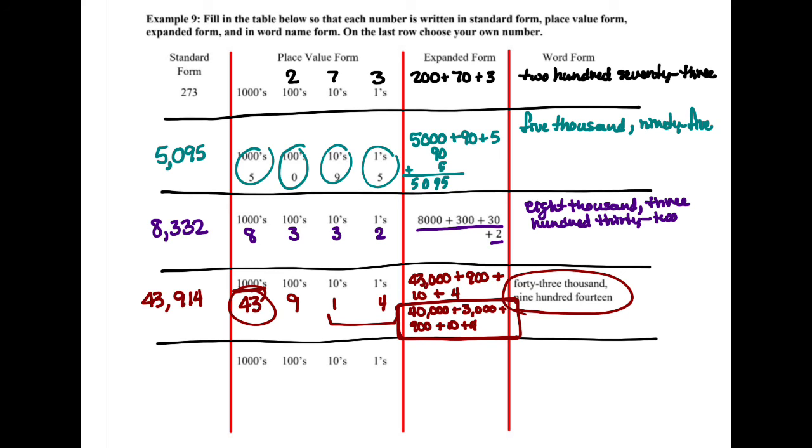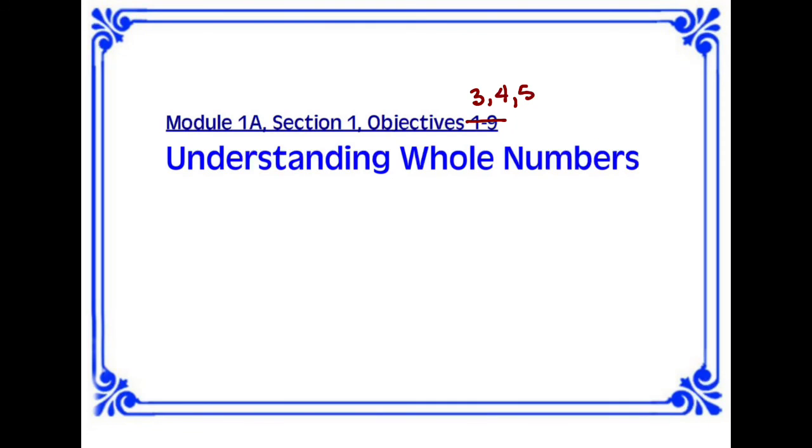Okay, now you see we have one row left. That's because on the last row, choose your own number. Okay, so just play around with something. I would suggest throwing a 0 in someplace because that's what tends to mess people up. And see what you can do with it. And that finishes our Module 1, Section 1, Objectives 3, 4, and 5.